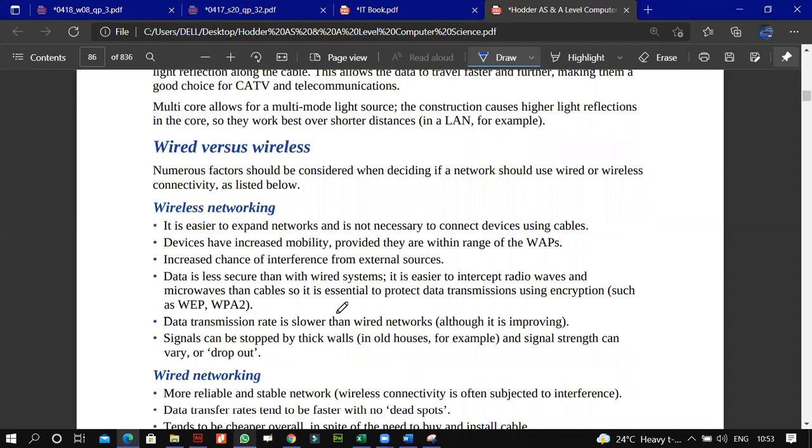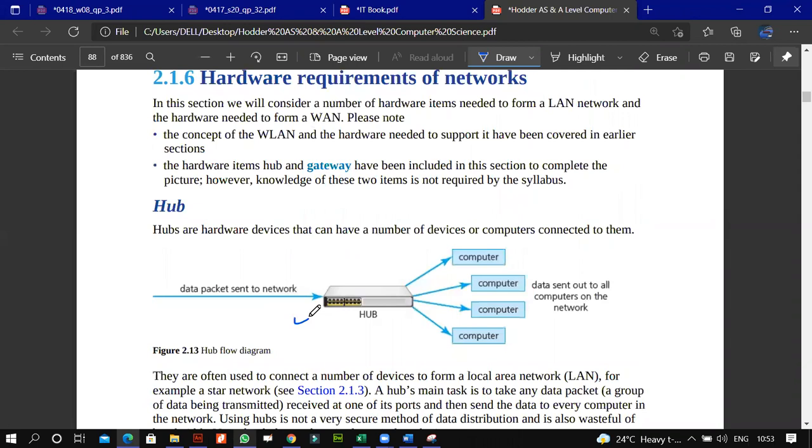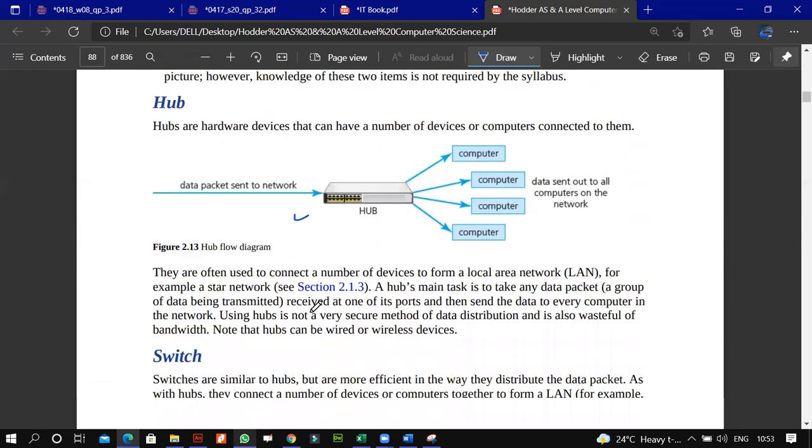Hardware requirements: a hub is a dumb device that simply connects the computers to your server. It does not work on IP addressing. It's simply used in small networks, such as a bus or a ring topology.